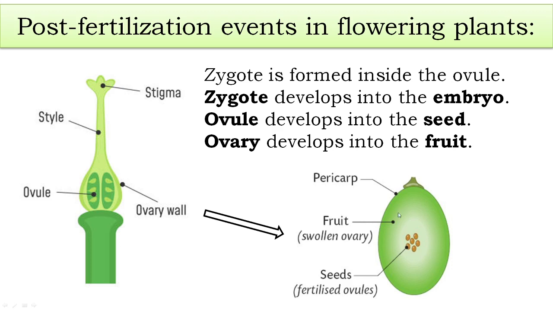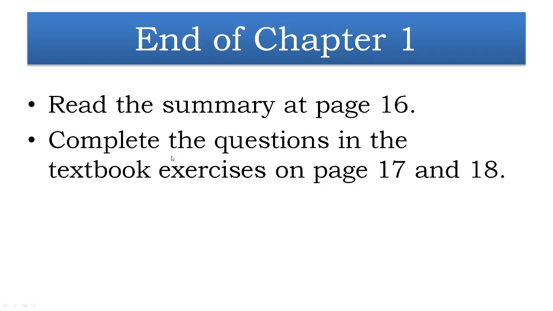Fruit, it is nothing but the swollen ovary. It is the pericarp, it protects the fruit. So with this we have come to the end of chapter number 1.